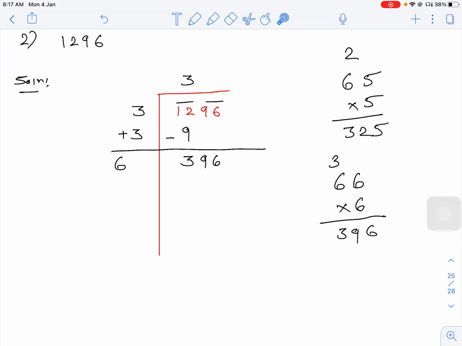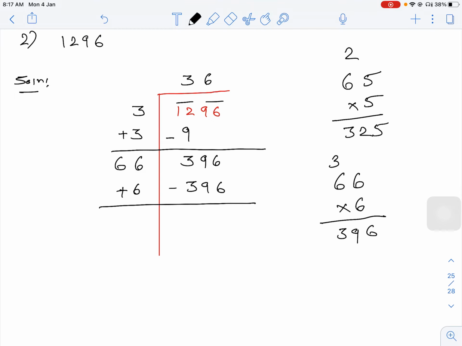So when in front of this 6 we write 6, we will write here 66. 66 6s are 396. Now what number have we multiplied? The same number we will add here. So here we have to write plus, and here we have to write minus.